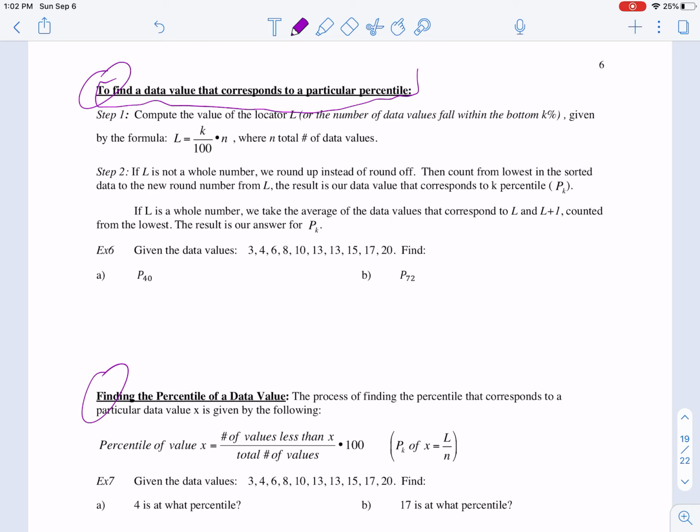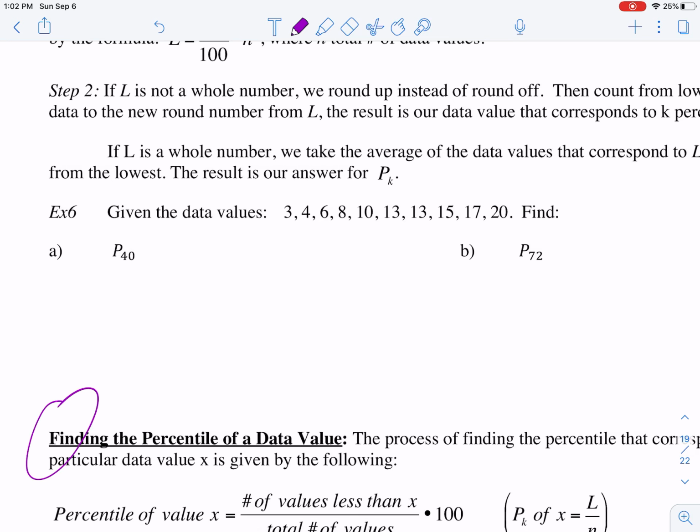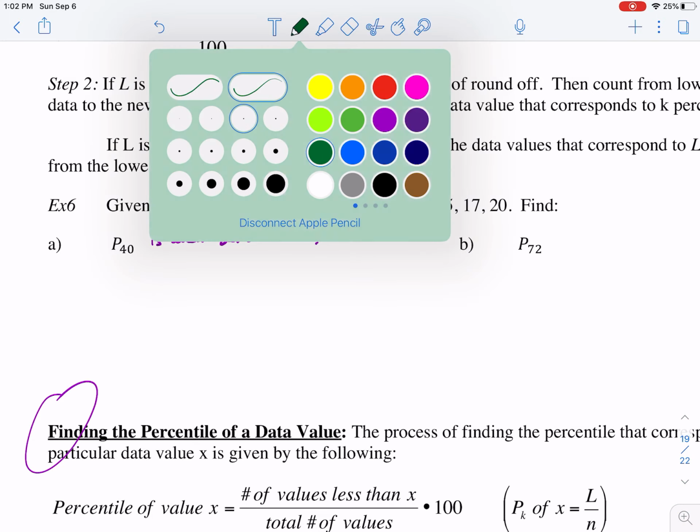That was a lot of reading just to convert this whole thing. It's a bit of a mess and confusing to follow, but here's what we do. If we want to find the data value that corresponds to P40, so P40 is what data value? That's what we're asking. Here's how to do it.